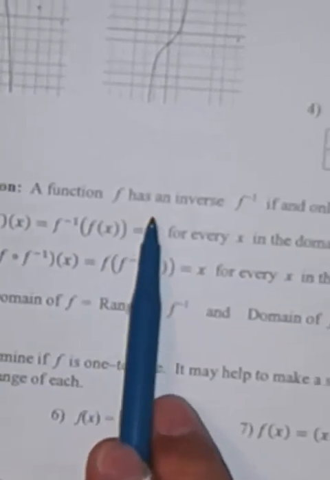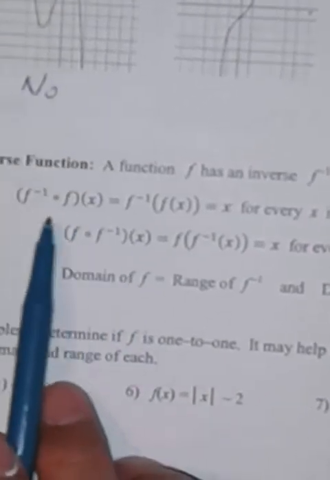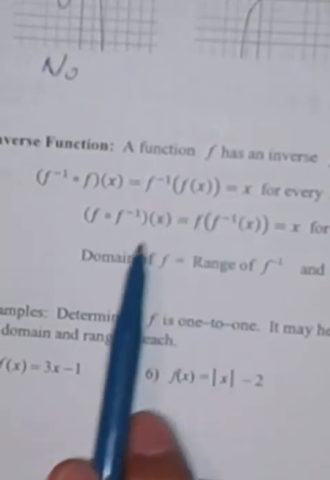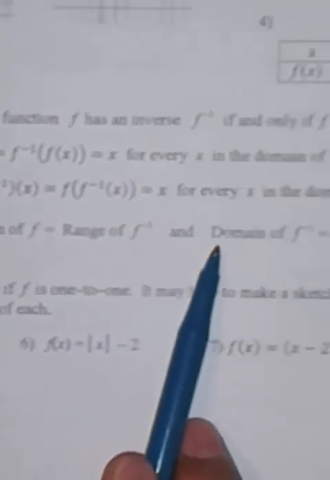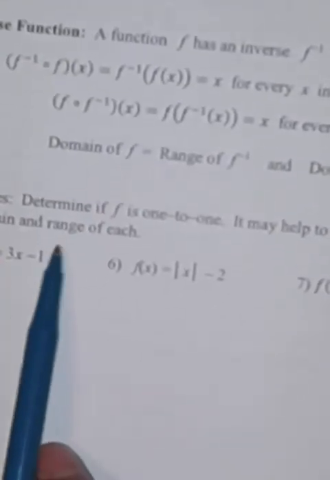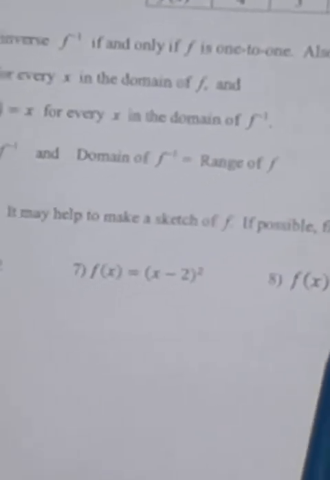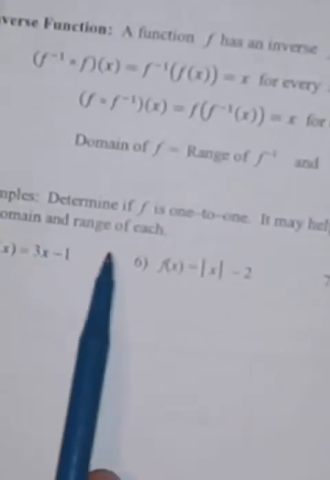All right. So what does this have to do with inverse function? Well, a function f has an inverse f inverse if and only if f is one-to-one. So only one-to-one functions have inverses. All right. And also remember, f inverse of f of x is x, and f of f inverse of x is x. Okay. The domain of f is the range of f inverse, and the range of f is the domain of f inverse. All right. A couple of examples we'll do. Determine if f is one-to-one. It may help to make a sketch of f. That means if necessary, and if you know what the sketch looks like. If possible, find f inverse and the domain and range of each.